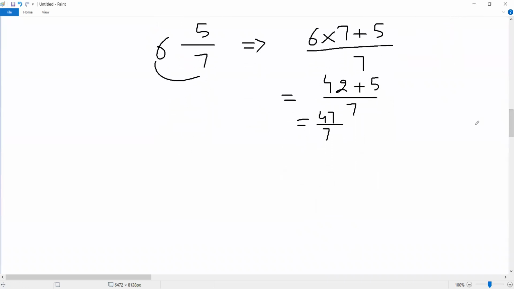Let me give you another number so that everyone can practice it. Now this is a little tricky, a little difficult. Let's see who can solve it.